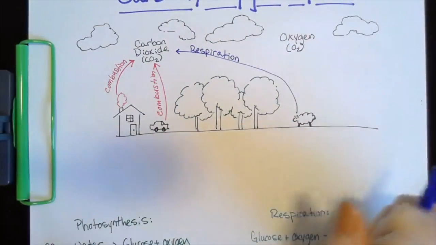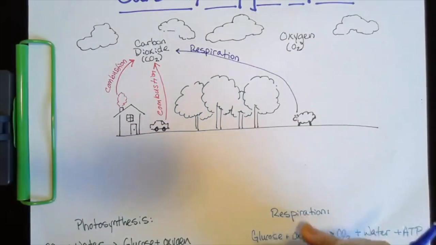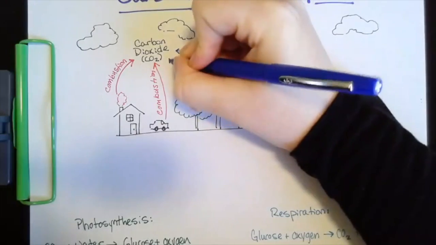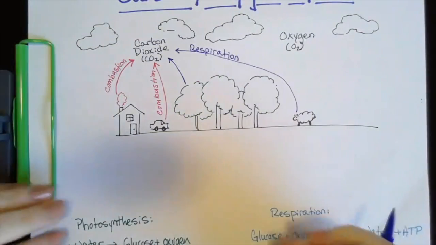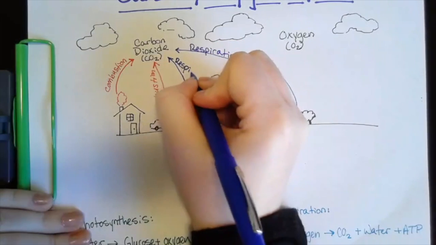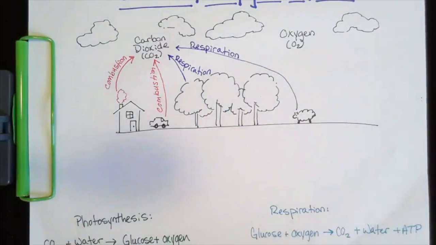Something else in this picture is respiring as well. Remember, plants also respire. They do cellular respiration. They don't have lungs, they don't breathe, but they do produce carbon dioxide through cellular respiration. So we're going to label that as well. Okay?